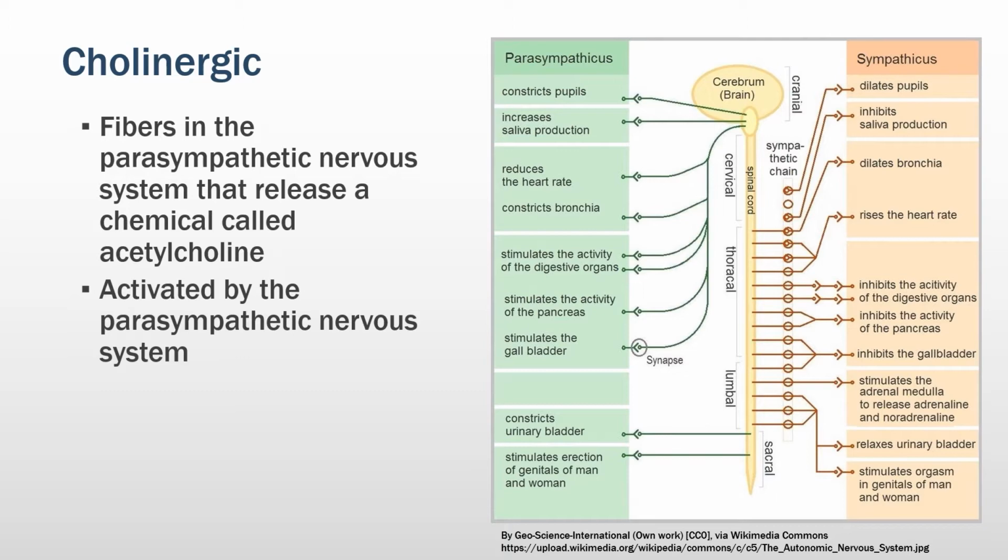This picture shows both parasympathetic and sympathetic innervation, and you can see how the majority of the parasympathetic nervous system nerves branch off from the cervical area of the spinal cord, the cranial nerves, whereas the sympathetic nervous system nerves branch off from the thoracic and lumbar spinal nerves.